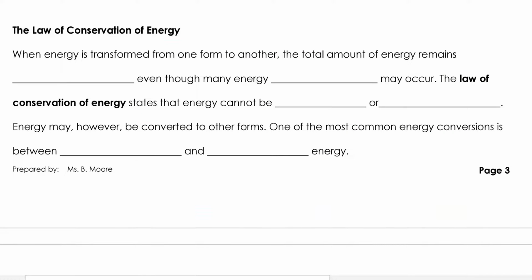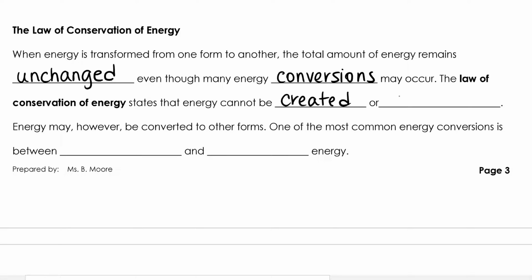As you've seen in the lessons so far, energy can be easily converted from one form to another, and when this happens, the total amount of energy remains unchanged, even though many energy conversions are happening. This is the law of conservation of energy, which states that energy cannot be created or destroyed. Energy can, however, be transformed from one form to another, and one of the most common conversions that happens on our planet is the conversion between potential energy and kinetic energy.